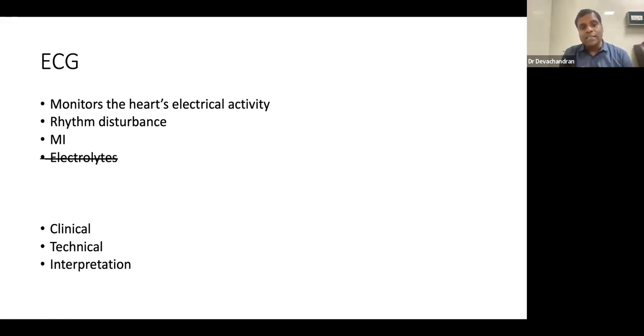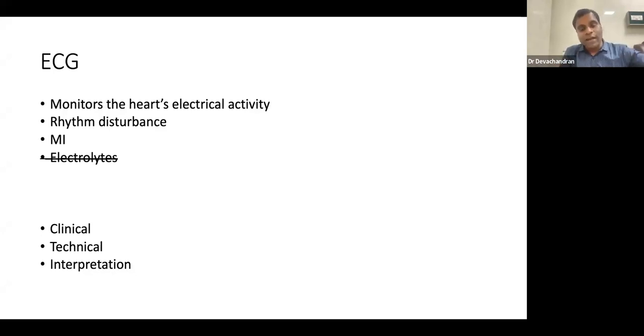So I'm only going to touch on two parts. One is the rhythm disturbance, and a couple of slides on diagnosing a heart attack as and when it happens on the monitor, and then doing an ECG after that. So I'm not going to talk about changes in the ECG from electrolyte disturbances.